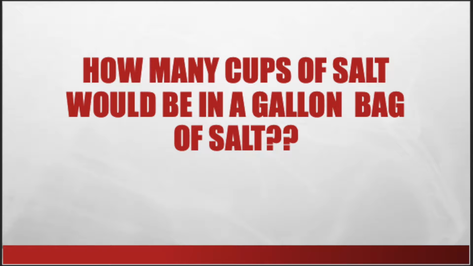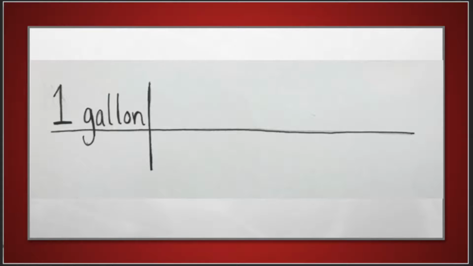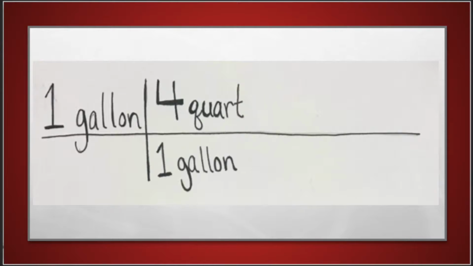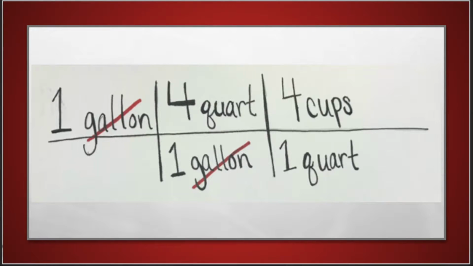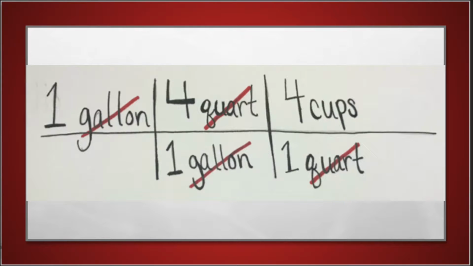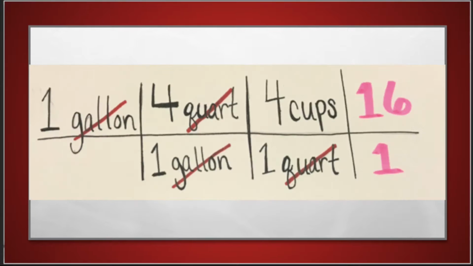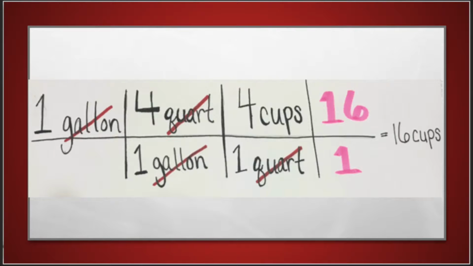For our non-science related question, we were asked how many cups of salt would be in a gallon's bag. In the problem, we were given 1 gallon. For every 1 gallon, there's 4 quarts. This allows the gallons to be canceled out. For every 1 quart, there is 4 cups. Now the quarts can be canceled out. When you multiply across the top, you get 16. When you multiply on the bottom, you get 1. In total, you'll get 16 cups.